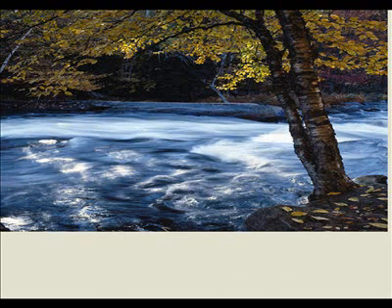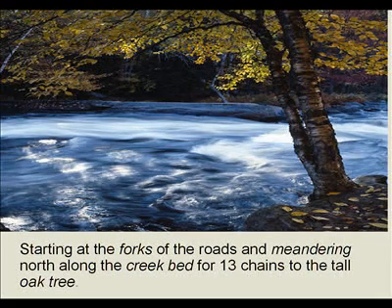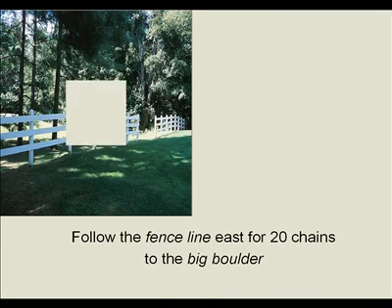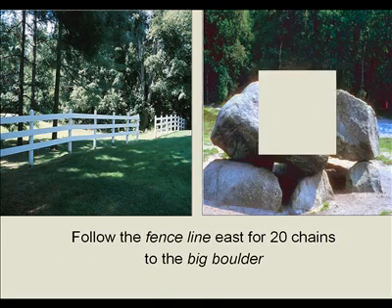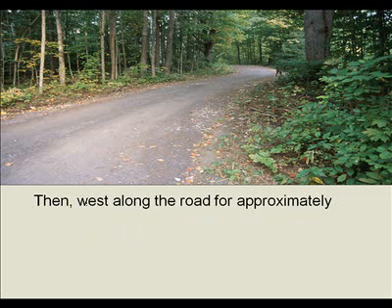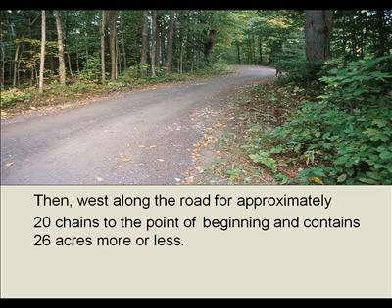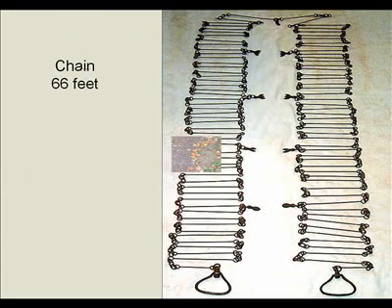In the pioneer days, a legal description could read, starting at the forks of the road and meandering north along the creek bed for 13 chains to the tall oak tree. Follow the fence line east for 20 chains to the big boulder, then south for 13 chains to the walnut tree, then west along the road for approximately 20 chains to the point of beginning, and it contains 26 acres more or less. For your information, a chain is 66 feet.